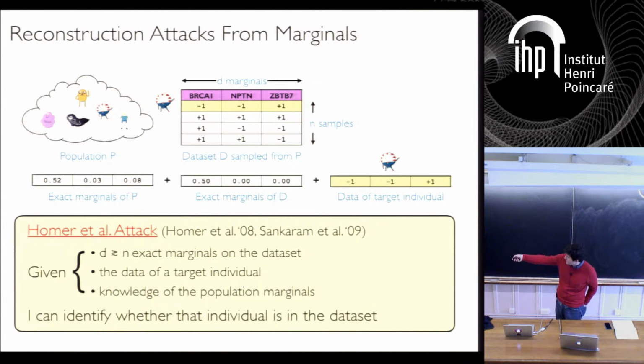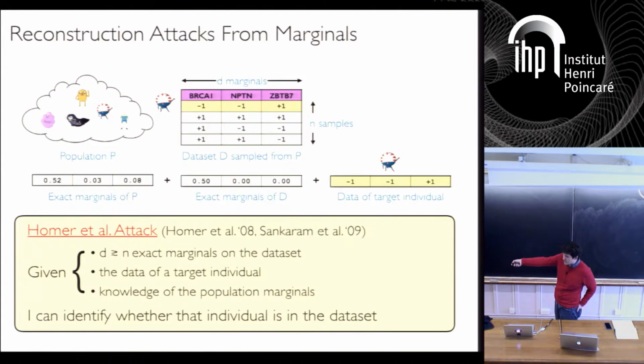Okay, so this is what the attacker has. And what they showed is that under certain assumptions, they can identify whether or not this individual is in the data set. Just by looking at these marginals and this kind of side information about the population, they can figure out if this string appears in the data set. Okay, and what are these assumptions?